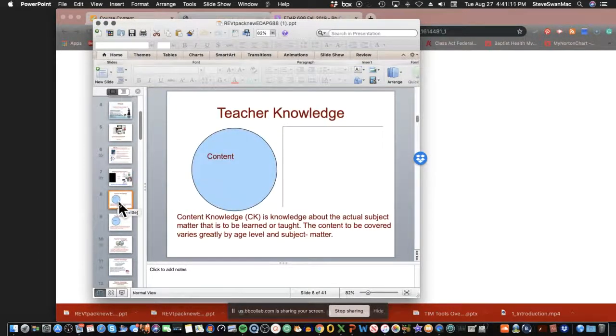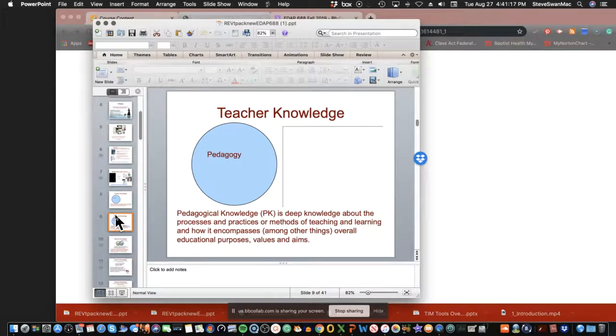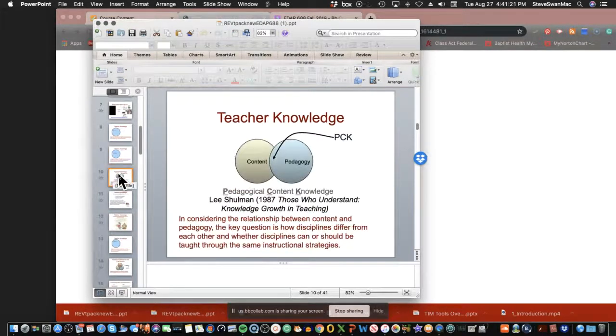We already heard about what content knowledge is. It's knowledge about the actual subject. What do you know about what you teach? Pedagogy. Let's stop here and rest for a second. Lee Shulman in 1987 wrote the seminal work. He is a University of Louisville Grawemeyer Award winner. His picture is hanging up out there in the hall on the second floor.